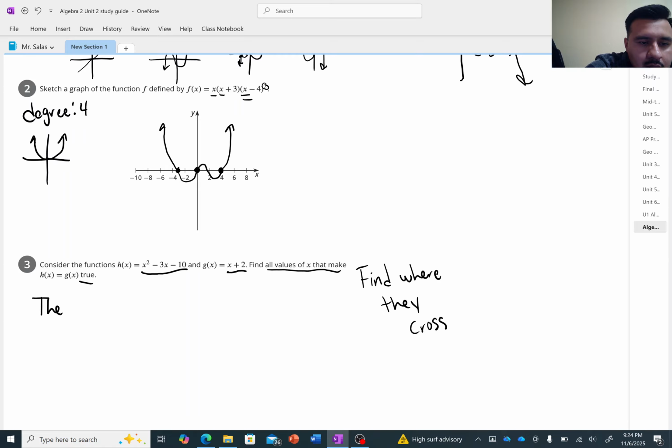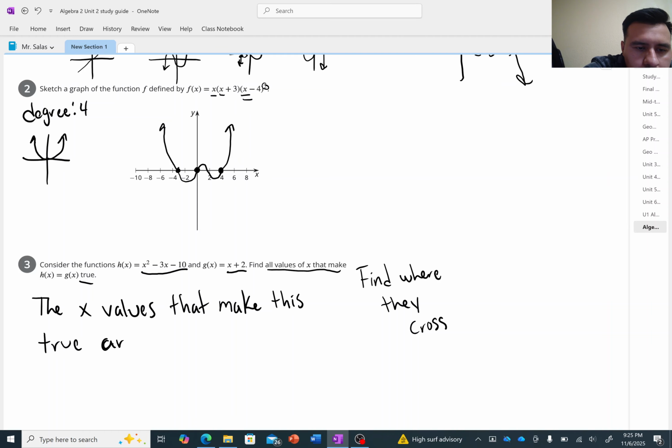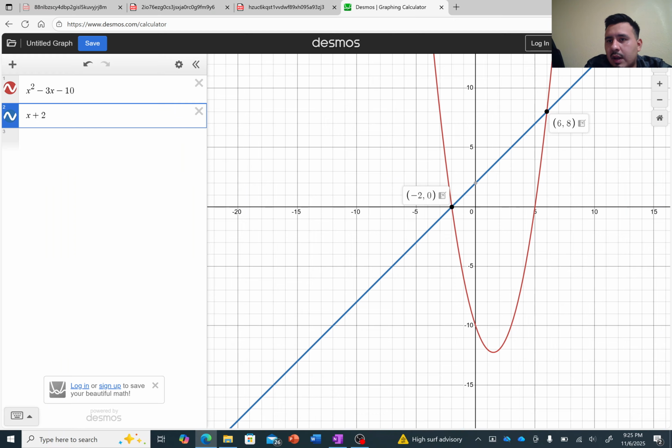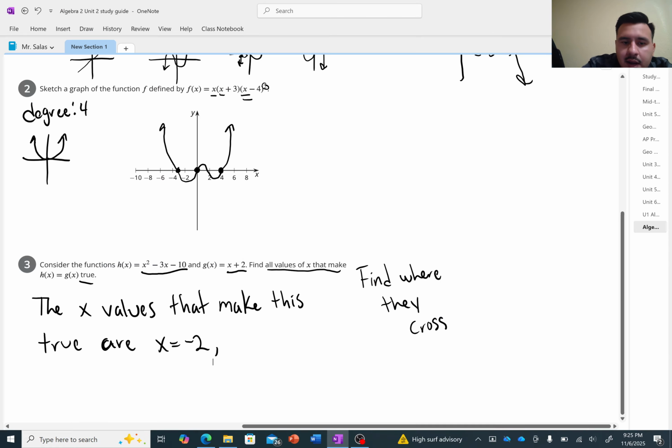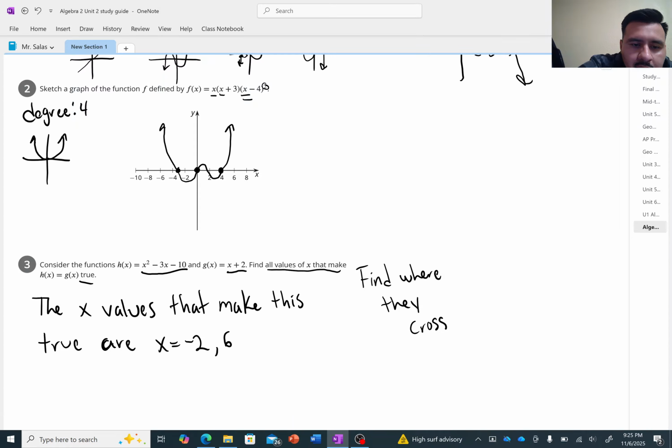The x values that make this true are x is equal to -2 and what was the other one? And +6. Okay, period. This is my solution here.